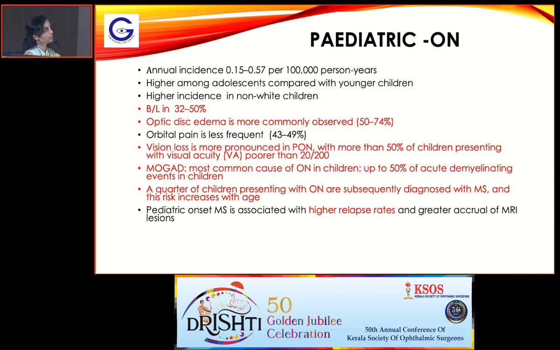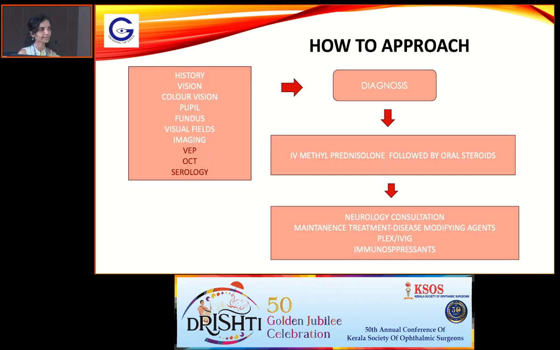Pediatric optic neuritis. We know that pediatric optic neuritis is a little different from the typical optic neuritis we see in the adult population. We have more of papillitis-like presentation, more of bilateral presentations, and the vision loss is more pronounced in pediatric cases, with more than 50% of the children presenting with very poor vision at presentation. And MOG is supposed to be the most common cause. At least in India, we find that MOG is the most common cause of optic neuritis in children. And some of them may even progress to acute demyelinating events. They also have higher relapse rates, but they respond very well.